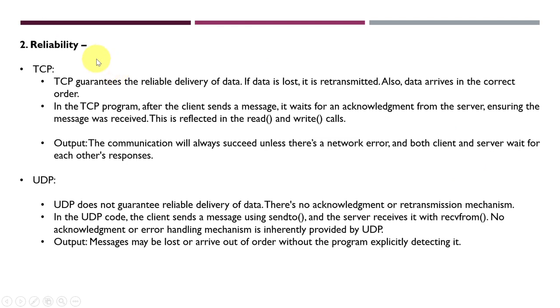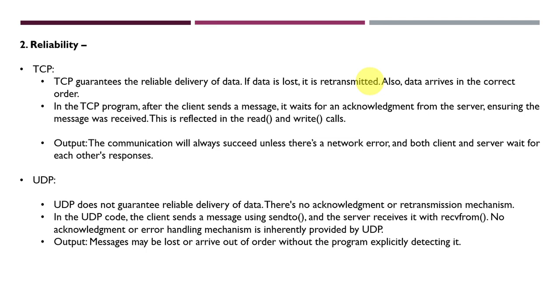Now see the reliability of TCP and UDP. TCP guarantees reliable delivery of data. If data is lost, it is retransmitted. Also, data arrives in correct order. In the TCP program, after the client sends a message, it waits for acknowledgement from the server to ensure the message was received. This is reflected in the read and write calls output. The communication will always succeed unless there is a network error, and both client and server wait for each other to respond.